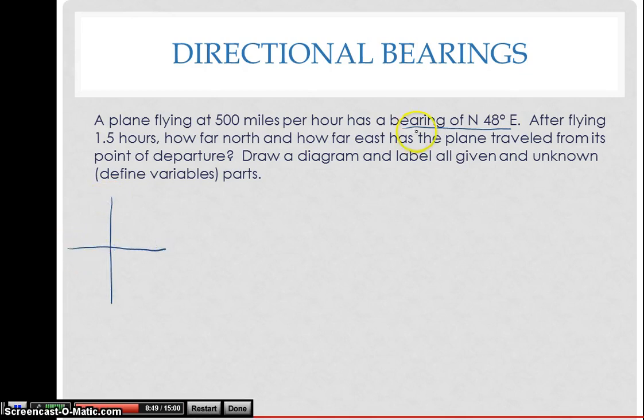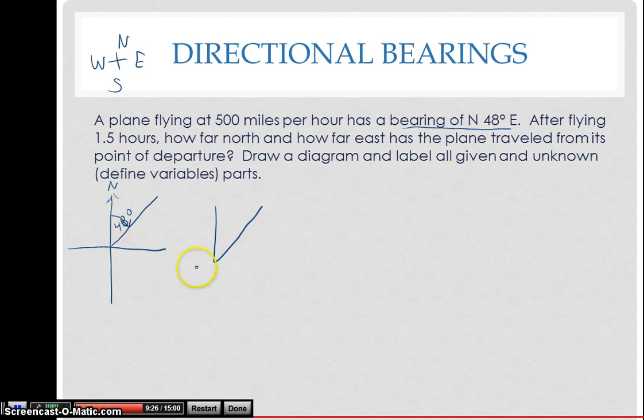Okay, so we know it's 48 degrees east. So remember, north, east, south, west. So it's going to be 48 degrees east of north. So here's north. So we're going to go 48 degrees this way. So right here is 48 degrees. And we're going east, so that's why it's in the first quadrant. Okay, so let me actually draw this to the side here so we have a bigger picture.